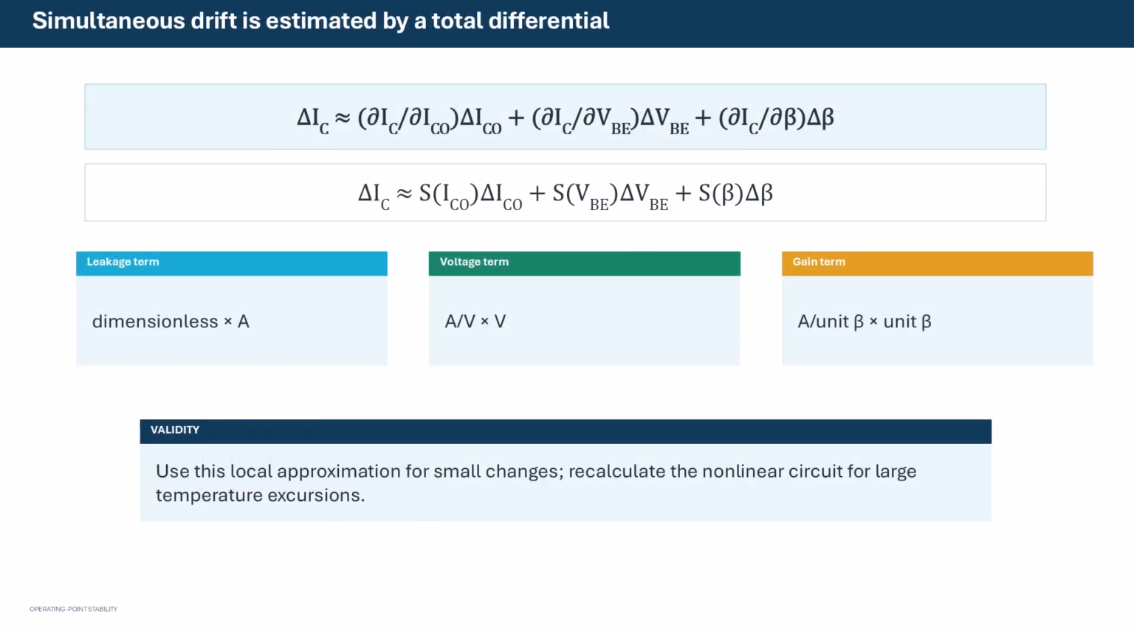In practice, leakage current, base emitter voltage and beta may all change together. For sufficiently small changes, the first order total differential estimates the net collector current change by adding the three sensitivity contributions. Each term must reduce to amperes even though the three stability factors have different units. Preserve each sign, then recalculate collector current, collector to emitter voltage, active region headroom, and transistor dissipation.